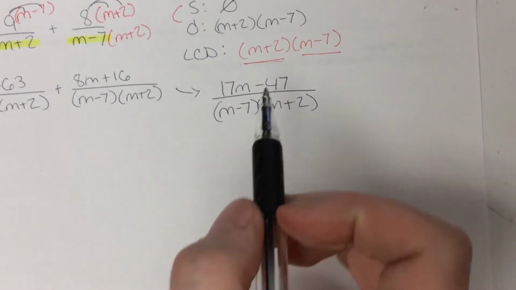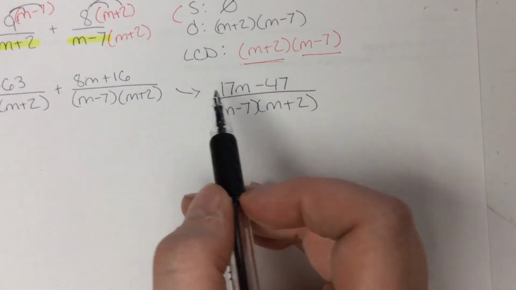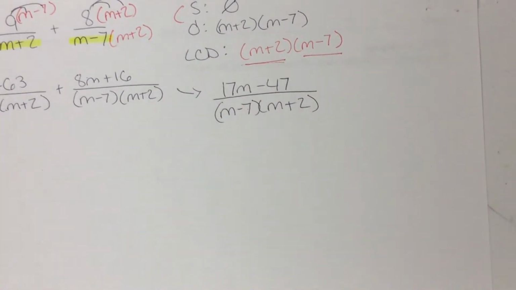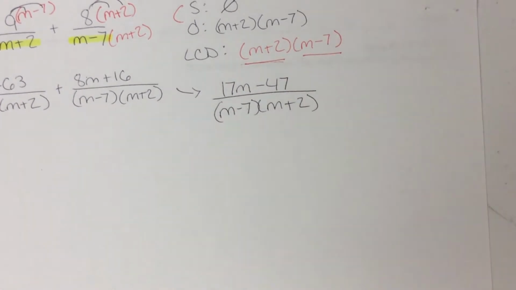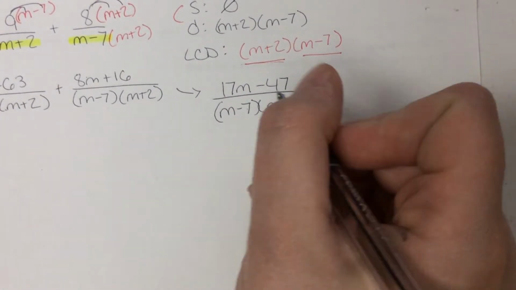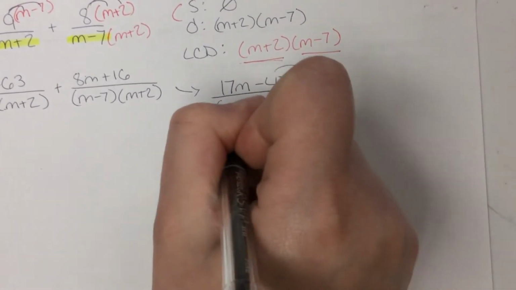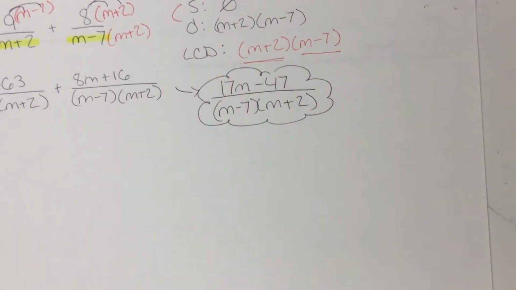Okay. So I'm looking at the numerator and I'm trying to see if there's something I can factor out. I'm pretty sure that 17 is prime. It is. 47, I'm pretty sure that's also prime. So we can't factor anything out in the top, and therefore nothing's going to cancel. So final answer, here it is. Okay.